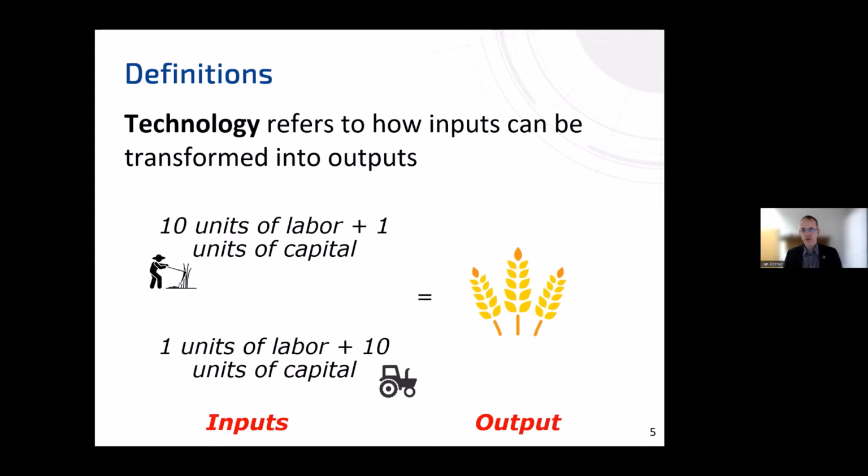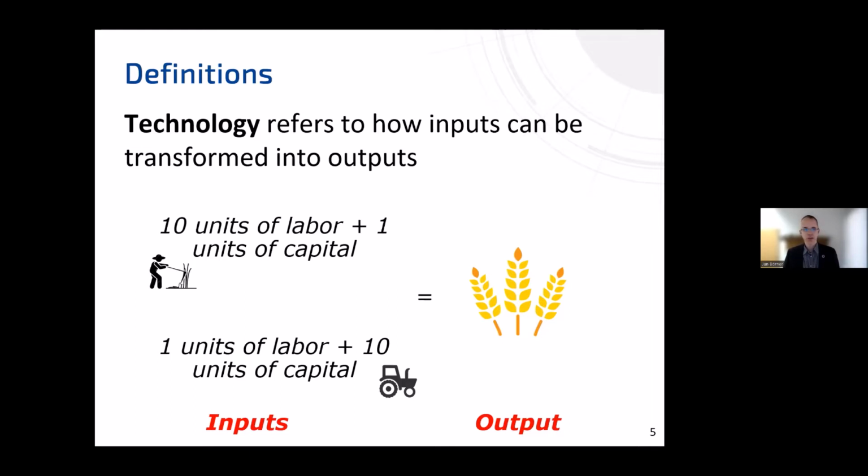Why is this interesting or relevant to do it this way? It's because economists also think about efficiency a lot. So of course you can combine 10 units of labor and 1 unit of capital to produce 5 tons of grain, but some farmers manage to produce 10 tons. And this is not because they have better soils or better weather. This is because they are more efficient in combining this.